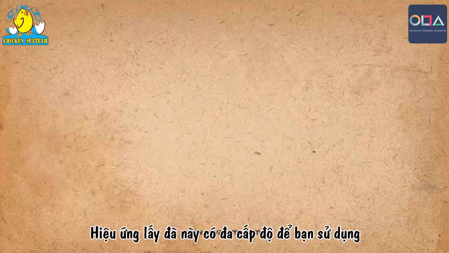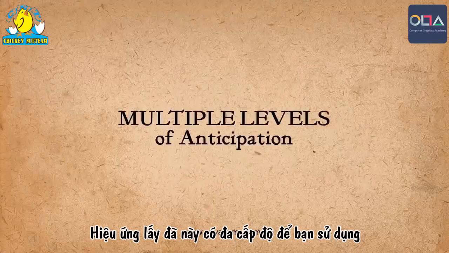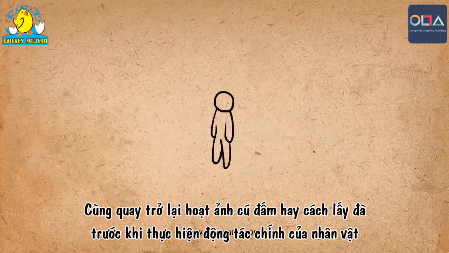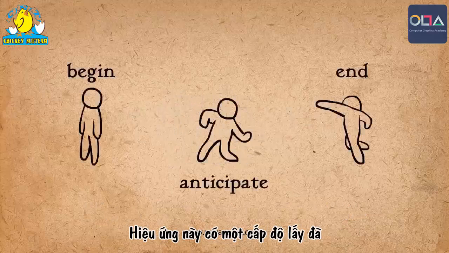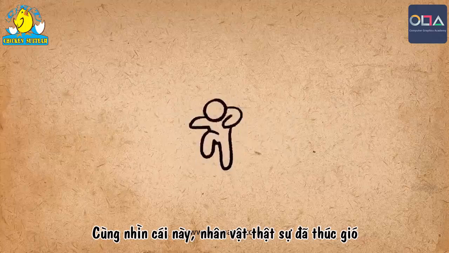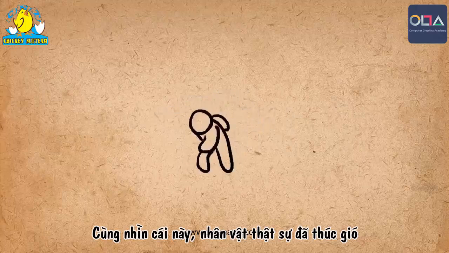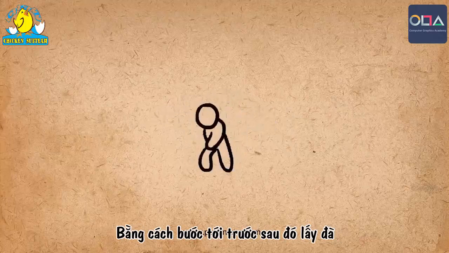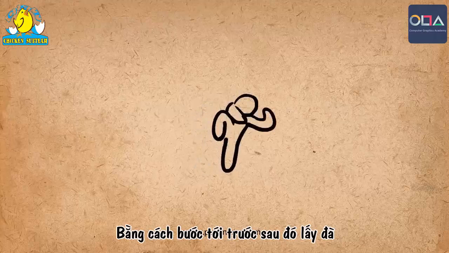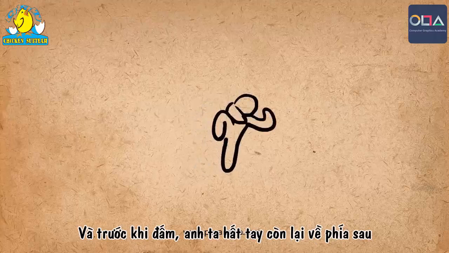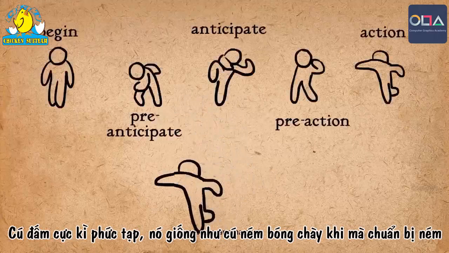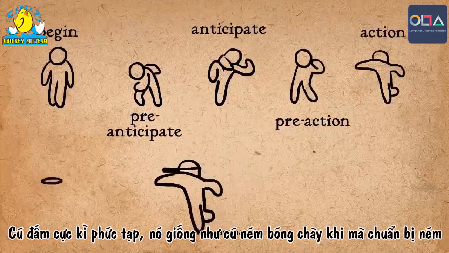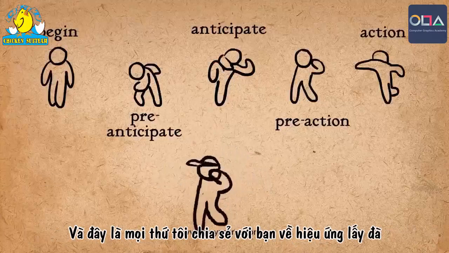Taking anticipation a step further, you can actually have multiple levels of anticipation. Let's go back to our punch animation, where the character winds up before punching. This animation has one level of anticipation. Now look at this one. The character is actually winding up for his wind up by going forward, then winding up, and then before punching, he throws his other arm back to further anticipate the punch. This punch is very complex. It's actually similar to what a baseball pitcher does when he's getting ready to throw the ball. Alright, that's all I've got for anticipation.